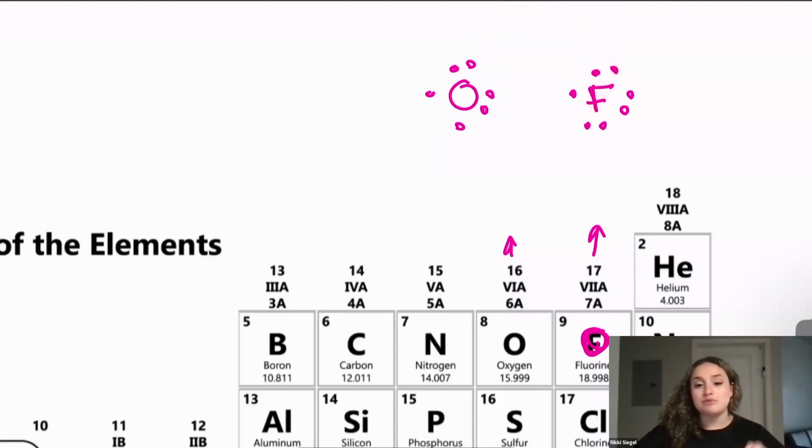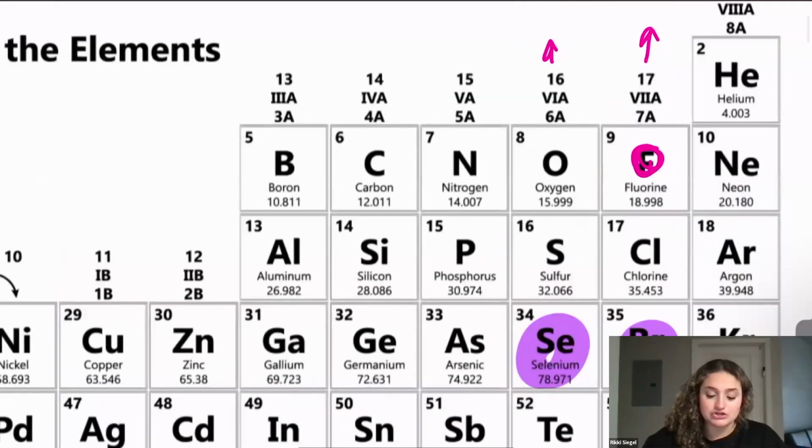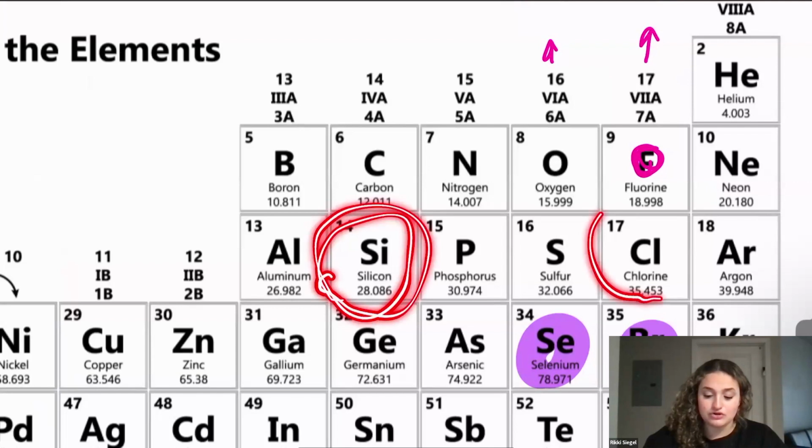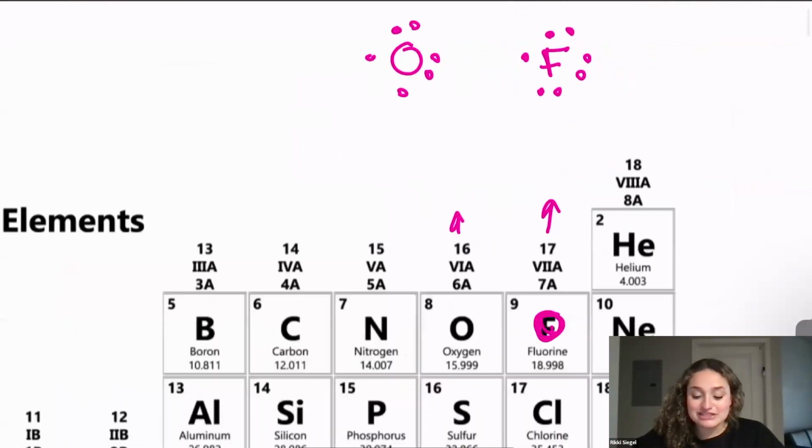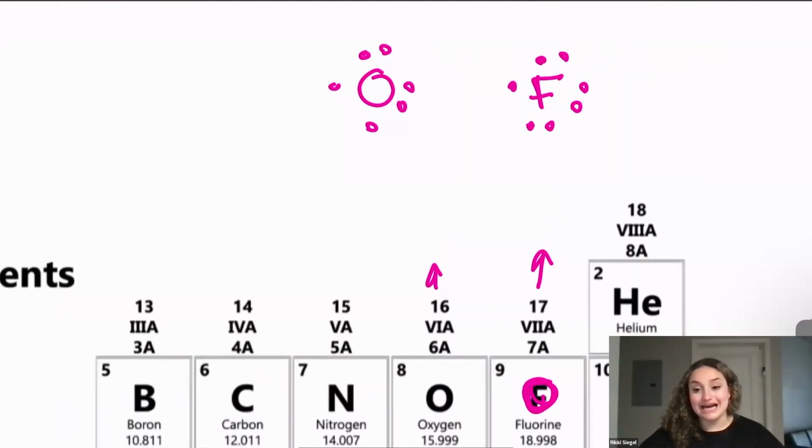No. So that's why I want you guys to think of fluorine as the smallest and the most electronegative, or the most atom. Who's more electronegative? Silicon or chlorine? Chlorine. Duh.